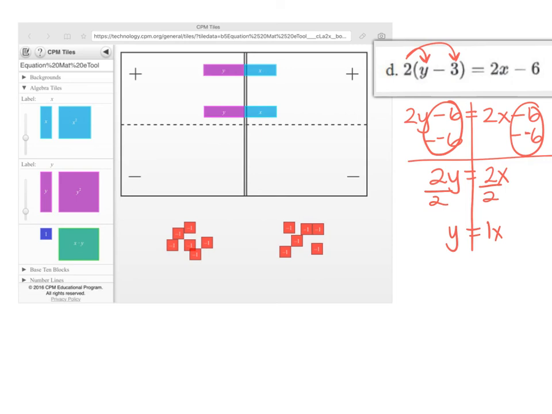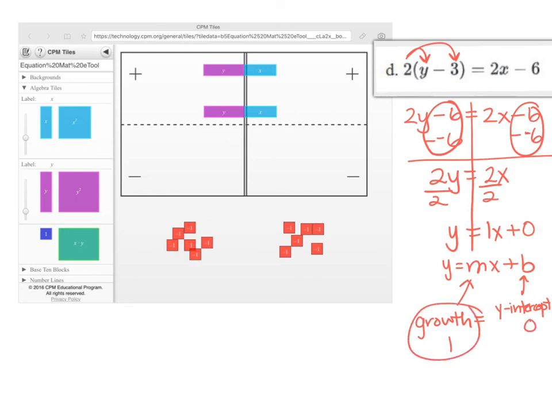All right, now we're asked what is the growth in this pattern and what is the y-intercept, or the starting value? Well, here I can see that the equation is written in y equals mx plus b form, but what I can see here is there are no unit tiles. So remember, this is the same as plus 0. So the growth is the number in place of the m, which is positive 1, and the y-intercept is the number in place of the b. And in this case, it is 0 because there are 0 unit tiles. So the growth of this pattern is 1, and the y-intercept is 0.